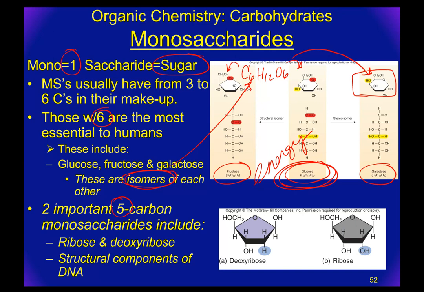The two important 5-carbon monosaccharides are going to be the deoxyribose and the ribose. I just talked about these. Ribose and deoxyribose are part of our nucleic acids. Deoxyribose is specific to DNA. Ribose is specific to RNA.